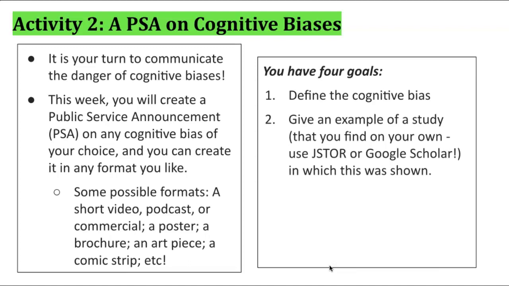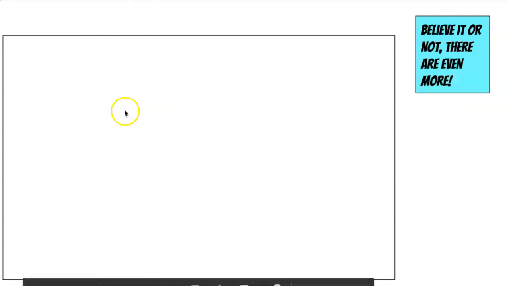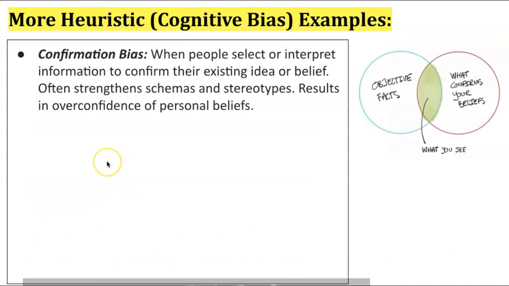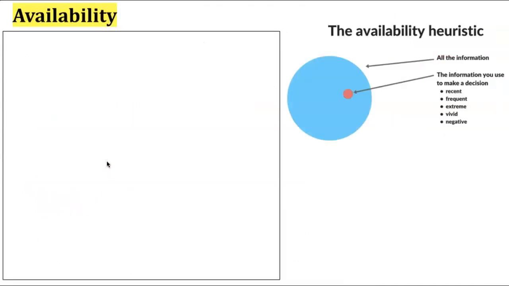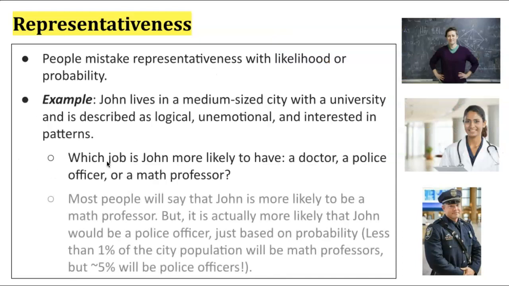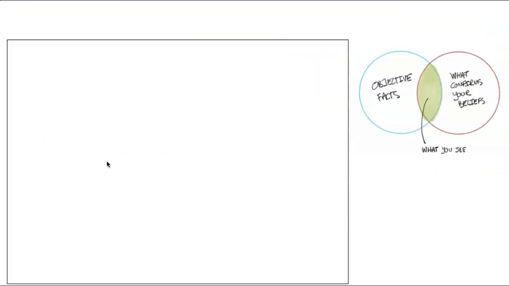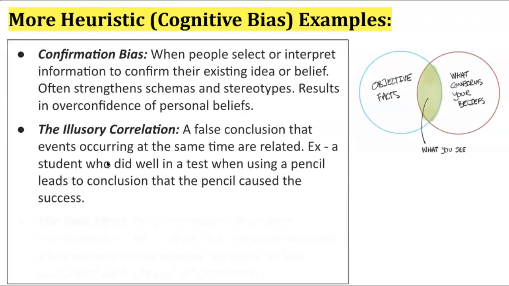Now for this one, I want you to find the study on your own because I would love it if I get PSAs on all of these different cognitive biases that I gave you. I gave you so many, rather than just the 3 that we talked about more in depth. If you want to talk about one of these three we talked about more in depth, which was anchoring, representativeness, and availability, that's obviously fine. But I don't want you to use the research I already gave you. I want you to find your own research.